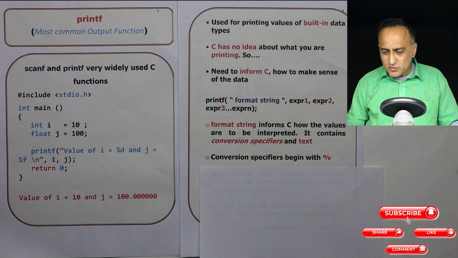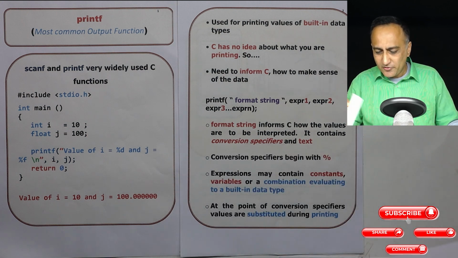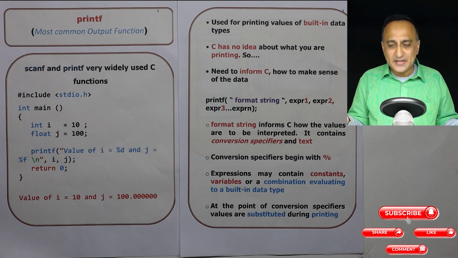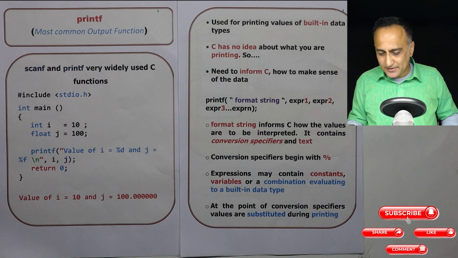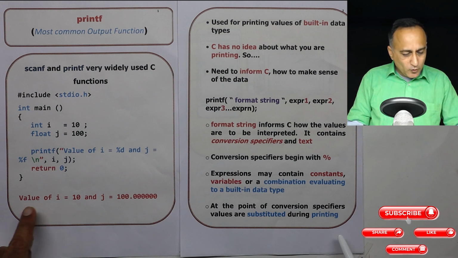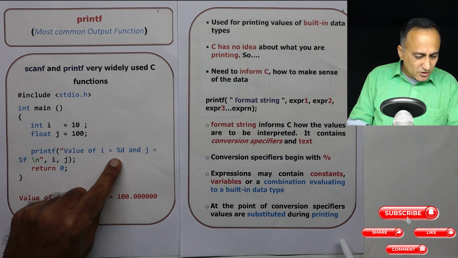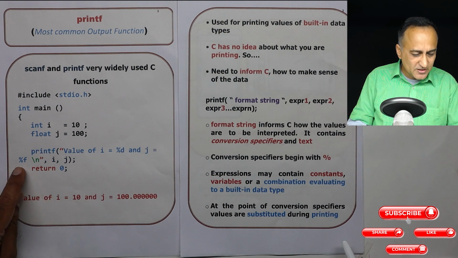Now, once we have understood what expressions are, let us continue our understanding of printf. Expressions may contain constants, variables or combinations evaluating to a built-in data type. After evaluating, they should result in a built-in data type of either int, float, character or something like that. If you look at this particular message, at the place where there is 10, there was %d. At the place where there was 100.00, there was %f.